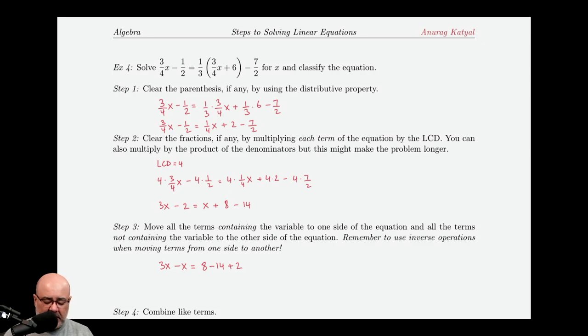So here, in the very first step, we can distribute this 1/3 into both of these terms. So that's what I wrote here, 1/3 times 3 over 4x plus 1/3 times 6. Now, 1/3 times 3/4, the 3s will simply cancel, leaving behind 1/4 x, so that's what I have here. And then the 3 would go into the 6 2 times. 2 times the 1 would give me just 2. That's what I have there. The rest stays the same. We don't touch it.